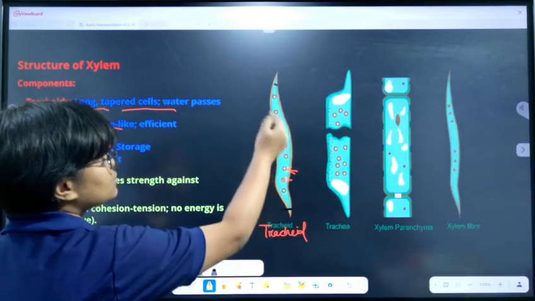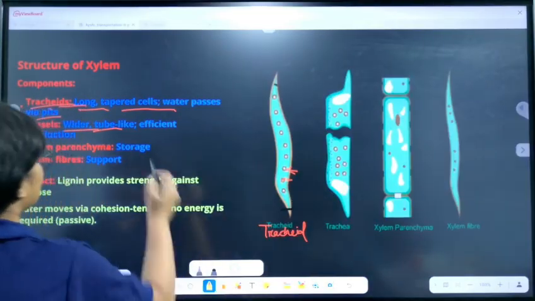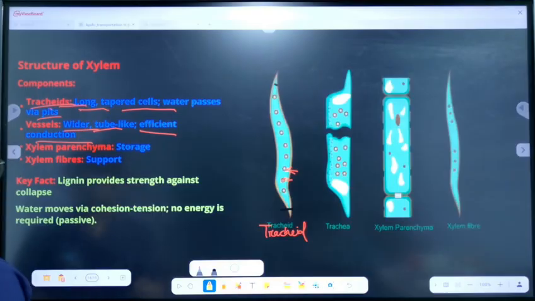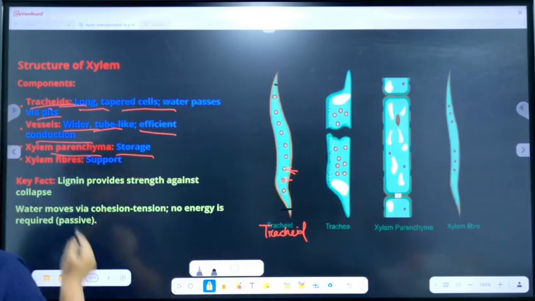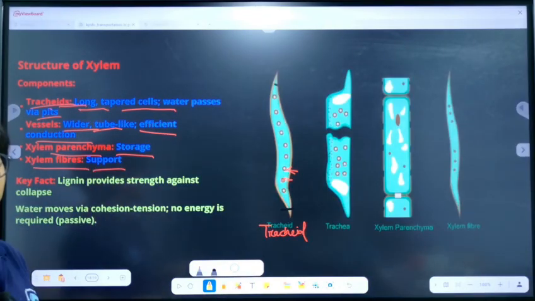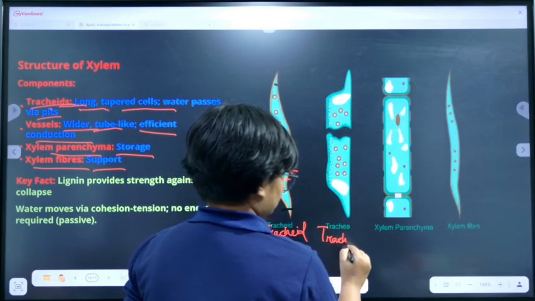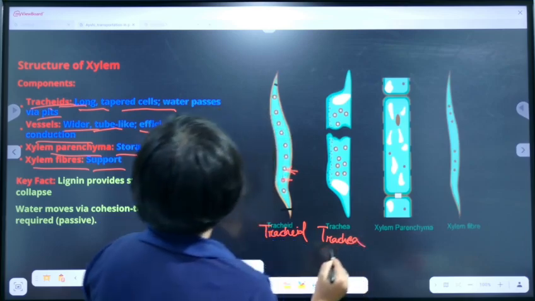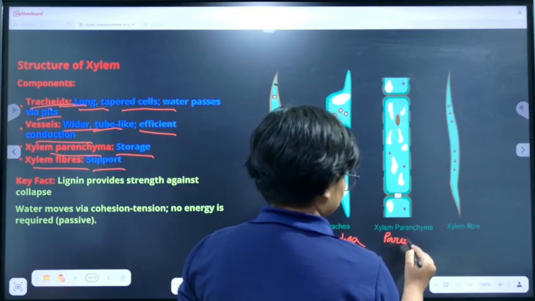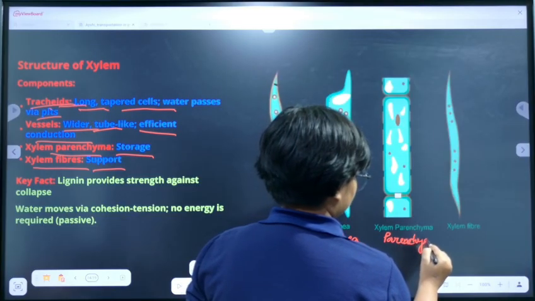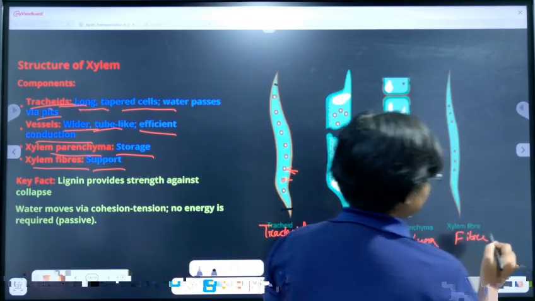And the vessels are wider, tube-like. As you can see from the shape, this vessel is already a tube-like structure, with efficient conduction. There are also xylem parenchyma, which is used for storage, and xylem fibers, which are used for support. This one is the trachea. It is parenchyma, and this is the xylem fiber.